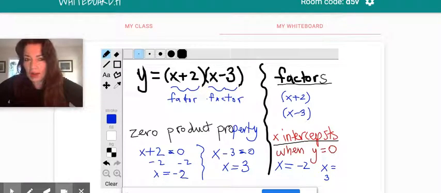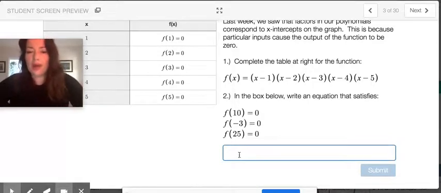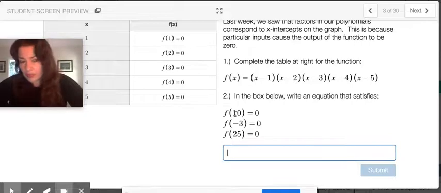So if we go back to this, you can see number 1 has listed 5 factors, 1, 2, 3, 4, 5. So we will have 5 intercepts. Now in this case, if we went backwards and wanted to write an equation, we know that if x equals 10, that means a factor is x minus 10. And if x equals -3, a factor is x plus 3. And if x equals 25, then a factor is x minus 25.